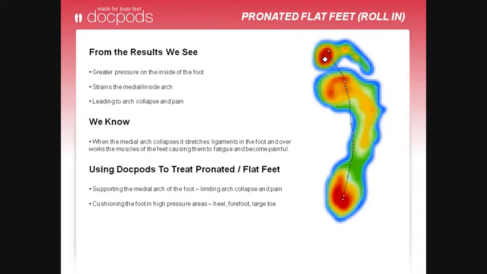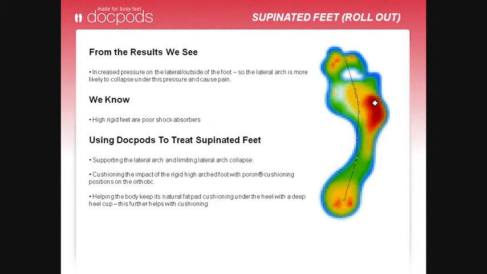The next image is of a typically supinated foot. From the footprint results, we can see that there's increased pressure to the lateral or the outside part of the foot. We also know that high arched feet are poor shock absorbers, so using our inner soles in this instance would help to support the medial and lateral arches of the foot without any chance of overcorrection. They cushion the high impact areas of the foot, which would be the lateral part of the foot in this instance, and they also help to keep the body's natural fatty pad beneath the heel with a deep heel cup.